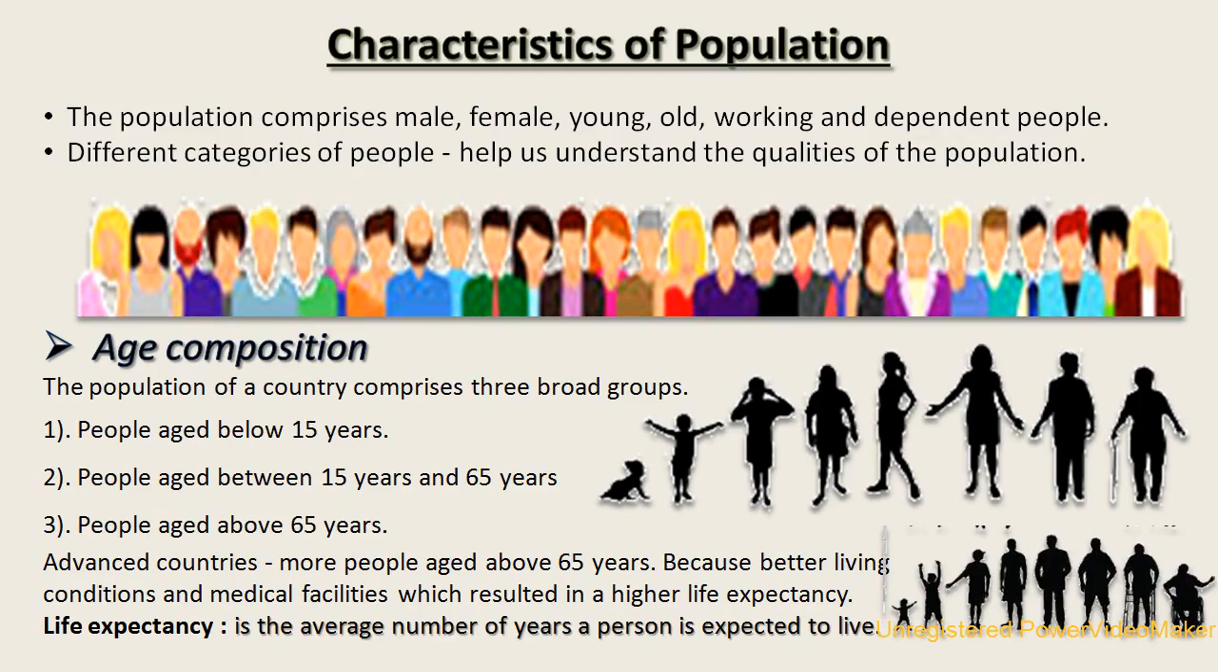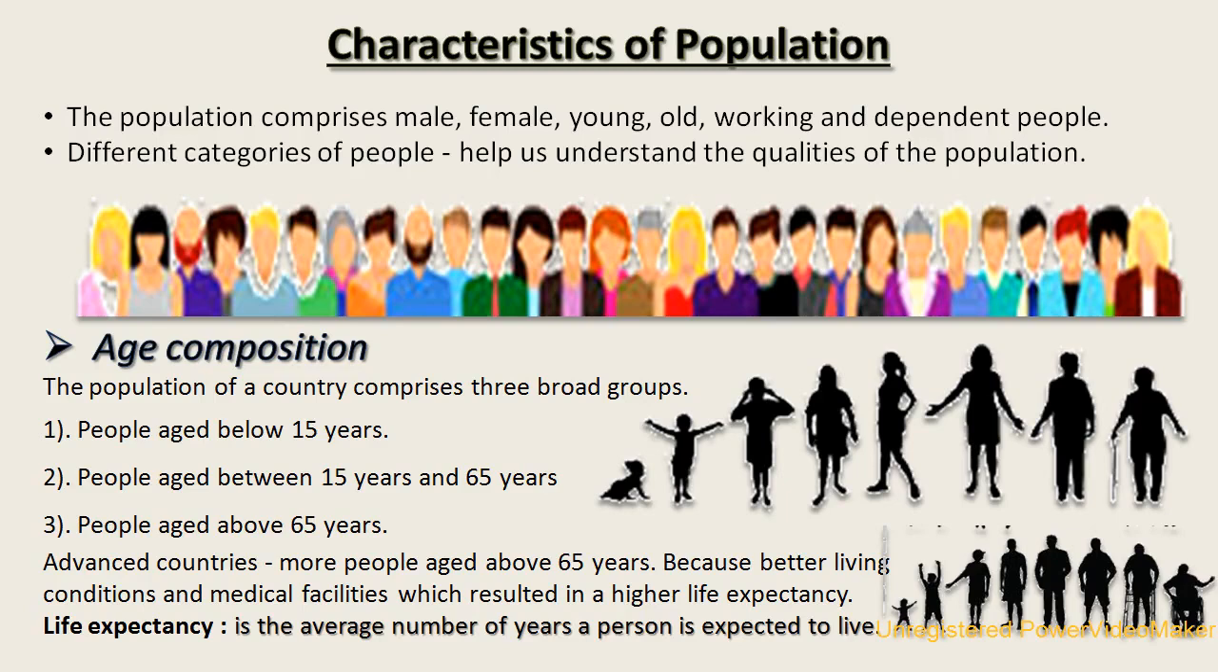The first category we are going to characterize is age. Age-wise we can categorize the population into certain categories. That is called the age composition. We are dividing the population into certain categories on the basis of age. The population of a country comprises 3 broad groups.